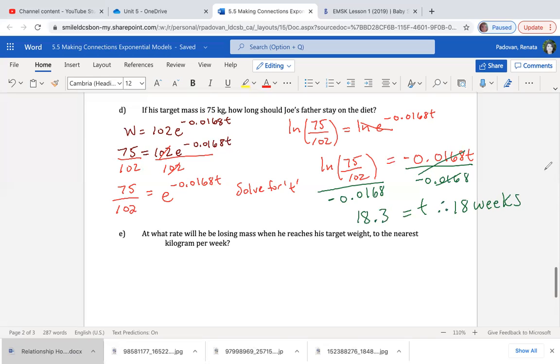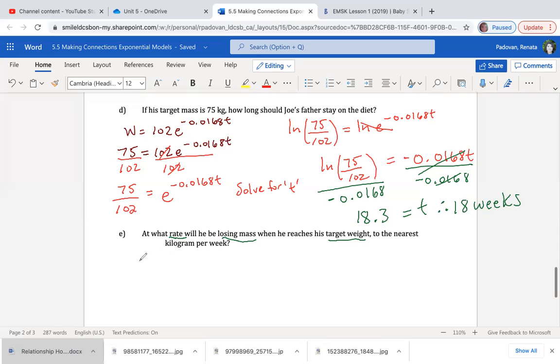Okay, and last question, I believe, E. I might actually be able to fit it right in there. I don't have a lot written down for it. So let's see. At what rate, there we've got our key hint word. At what rate will he be losing mass when he reaches his target weight? So at the 18-week mark, 18.3 week mark, what's that rate going to be? It doesn't ask us to, but we can compare it to the rate that we had above when he was at the 10-week mark, right? To the nearest kilogram per week. So again, we can round to the whole number of kilograms.